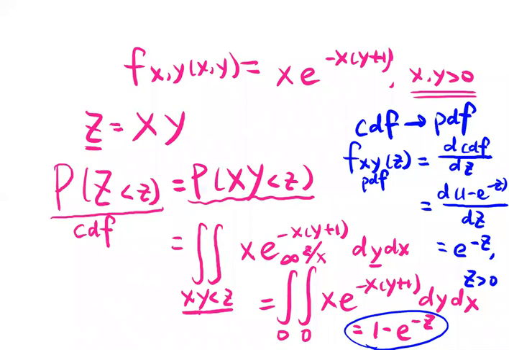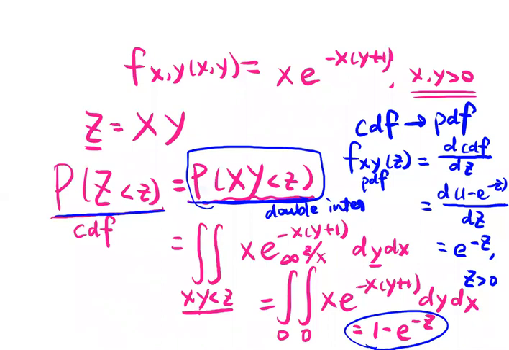So get it straight. You need to first of all start with the CDF, and this is a double integral. Once you get that, that is the CDF. And then from CDF to PDF, you need to take the derivative.